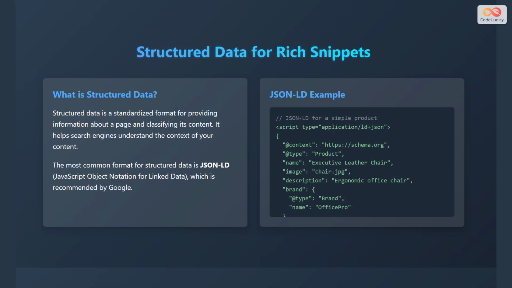Let's talk about structured data for rich snippets. Structured data is a standardized format for providing information about a page and classifying its content. It helps search engines understand the context of your content. The most common format for structured data is JavaScript Object Notation for Linked Data, or JSON-LD, which is recommended by Google.